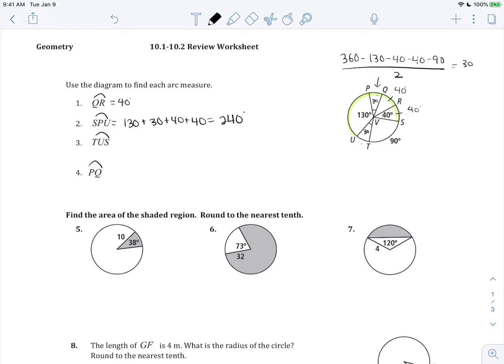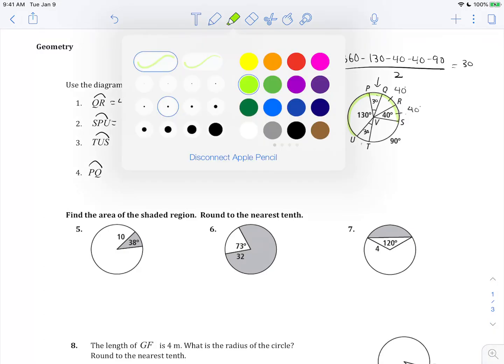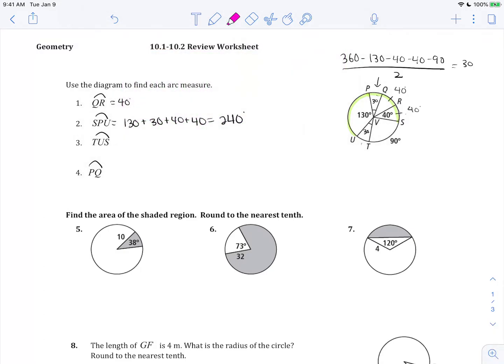All right, the measure of TUS. Let's go with a different color. T to U to S. So now this whole bit here. So pretty much anything but the 90 degrees right there, right? So I can just say anything but 90, so 360 minus 90, and we get 270 degrees. All right, last bit, PQ. Well, we know the central angle is 30, so the arc is also going to be 30, so 30 degrees.